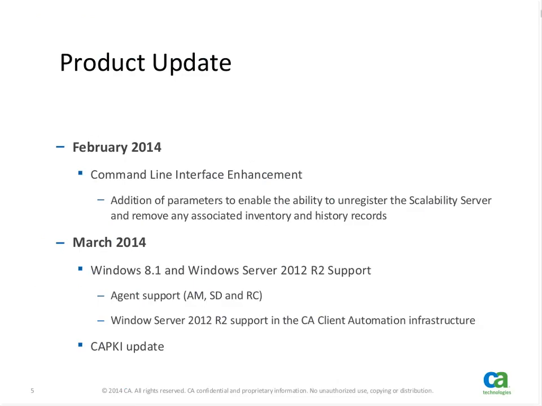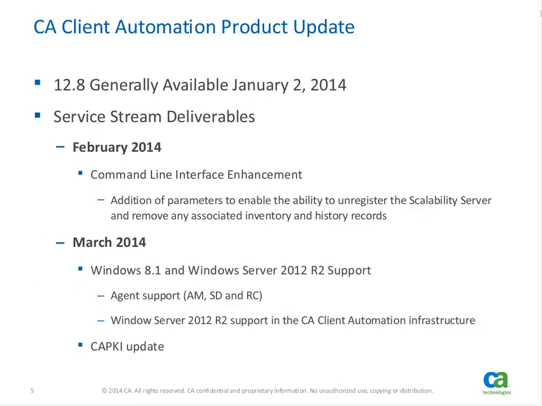As you know, we had our 12.8 release go generally available on January 2nd. We do have a number of clients already upgrading, and I just wanted to take you into some of the service stream deliverables. So if you are implementing 12.8, you know what is out there and what is coming very shortly. So after we did the GA release, we did release a patch to add a command line interface enhancement. It allows you to add some parameters to enable the ability to unregister the scalability server and remove any of the inventory and history records.